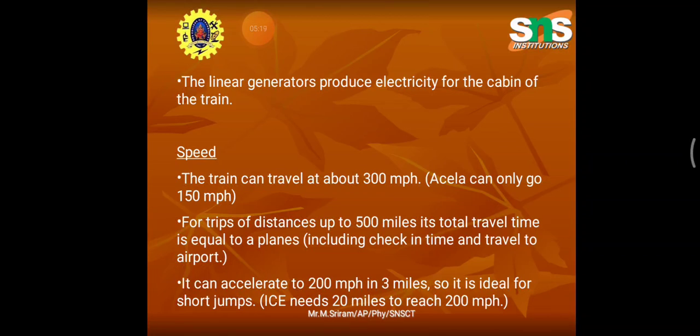The train can travel at a speed of about 300 miles per hour, and for trips of distance up to 500 miles, the total travel time is equal to that of planes, including check-in time and travel to the airport. It can accelerate to 200 miles per hour in 3 miles, so it is ideal for short jumps.